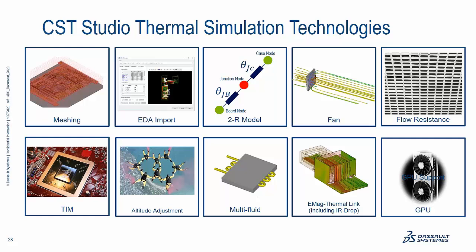And as I mentioned, a significant advantage of using CST is to accurately map the loss information from EMAG simulation to thermal simulation. And lastly, not least, we support high performance computing, including GPU support. So if you already have a GPU for your EMAG analysis, that investment can be used here as well, which is great.